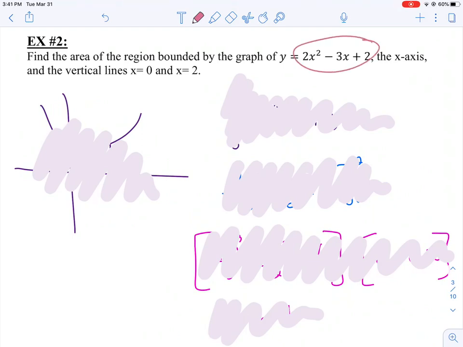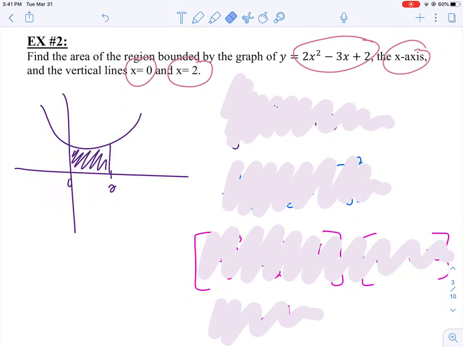I have some sort of a parabola. I have the x-axis, and I have 2 vertical lines, x equals 0 and x equals 2. I don't know about you, but it kind of helps me draw a picture to visualize what's going on, so that's what I did. I knew I had some sort of parabola. I have the x-axis, I have a vertical line x equals 0, and x equals 2, and so what I'm really finding is the area between all of those pieces.